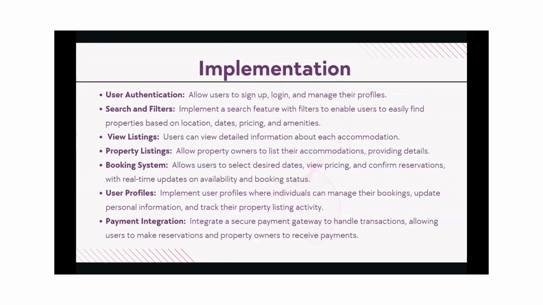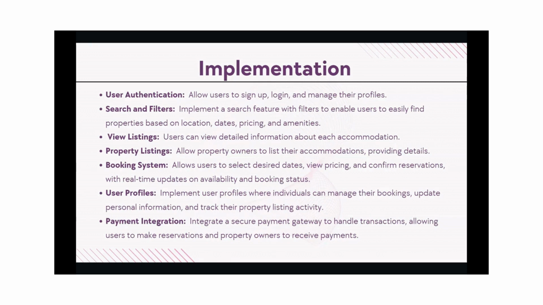View listing. View listing is basically the list of all the accommodations that are available for booking. And then property listing. Property listing is basically all the properties that are listed by the owner, which are available for booking.